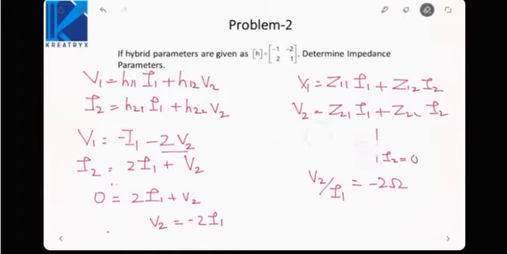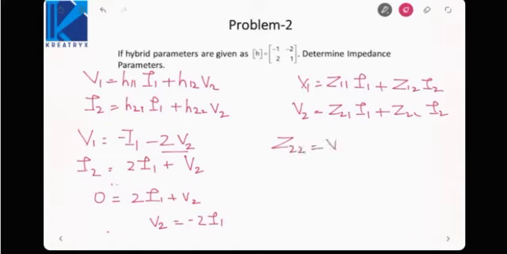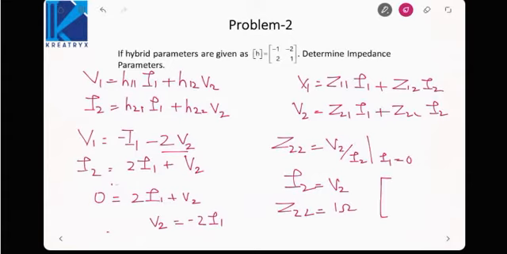Last is Z22. In Z22 we have to calculate V2 by I2 provided I1 equal to 0. If we keep I1 equal to 0, then I2 will be equal to V2. That is Z22 will be equal to 1 ohm. So these are the Z parameters. If we express in matrix form, these are 3, minus 2, minus 2, 1. So that is your Z parameter matrix. Moving on to the next problem.